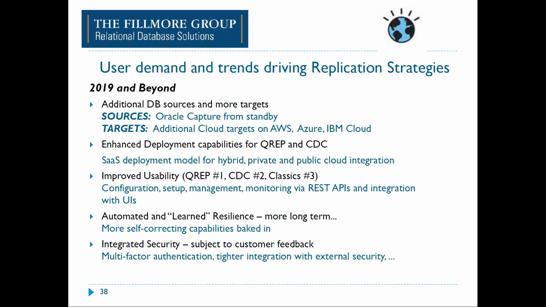2019 and beyond, more sources, more targets, and enhanced deployment capabilities to make it easier to use QRep and CDC. Improved usability with QRep at the top of the list, CDC number 2, and the classics, DB2 for z/OS, VSAM, and IMS number 3. The automated and learned resilience, more long-term, but that's what I was talking about before in terms of self-healing and not just telling you that there's a problem, but actually going out and fixing it. And integrated security, such as multi-factor authentication.